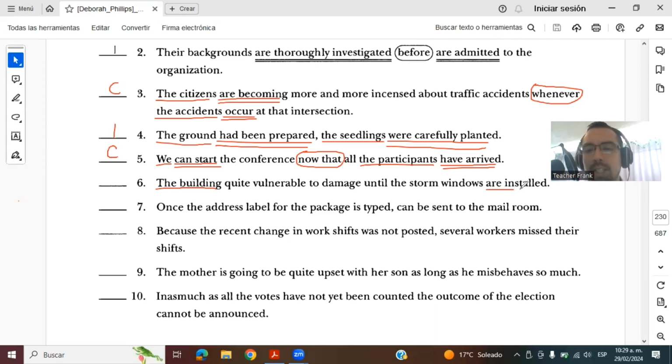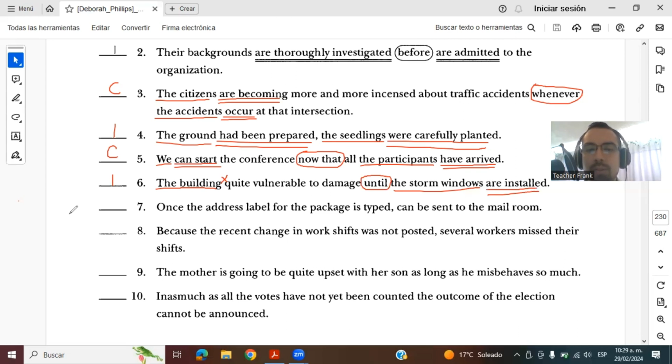Are installed is my verb, and who or what are installed, the storm windows. Until is my connector, but yes, it would be incorrect because we're missing a verb, right, for the building. Yeah, we could probably put is. The building is quite vulnerable, or was, or something like that. Okay, let's look at number 7.